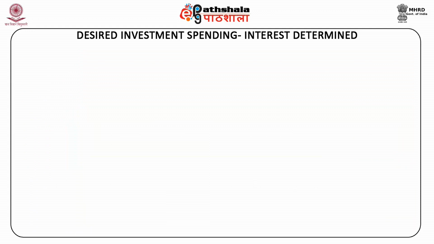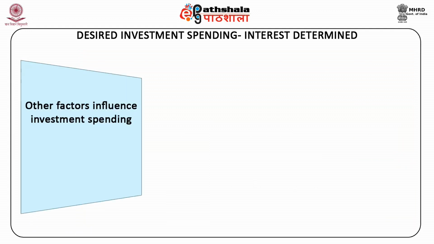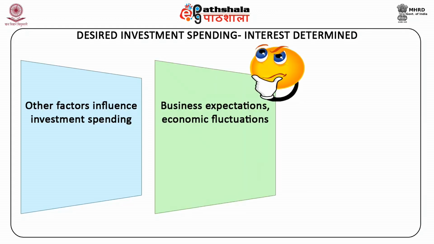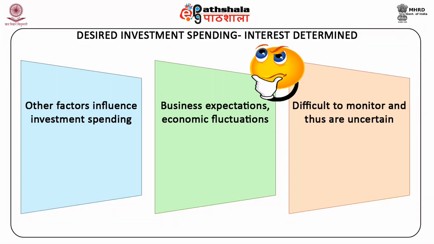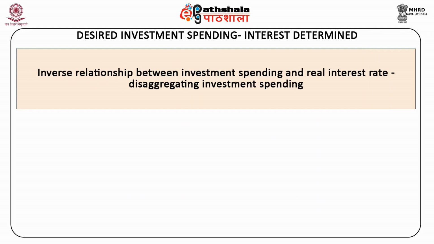Apart from real interest rate, there are other factors which also influence investment spending, like business expectations, economic fluctuations, yields to investment as measured with marginal efficiency of capital, etc. But unlike real interest rate, these factors are difficult to monitor and thus are uncertain. The inverse relationship between investment spending and the real interest rate can be easily understood by disaggregating investment spending done by households and firms under the following three heads.